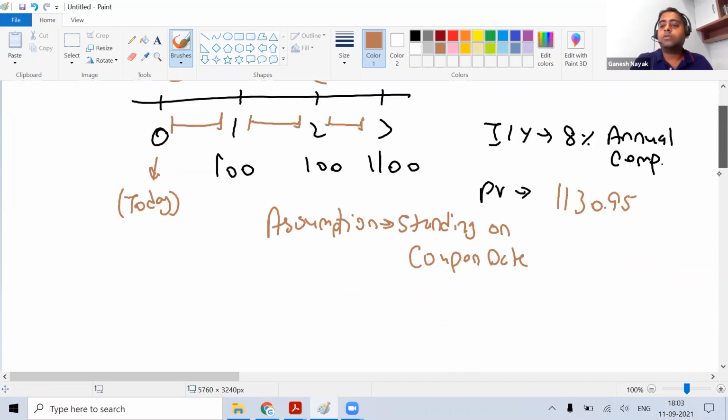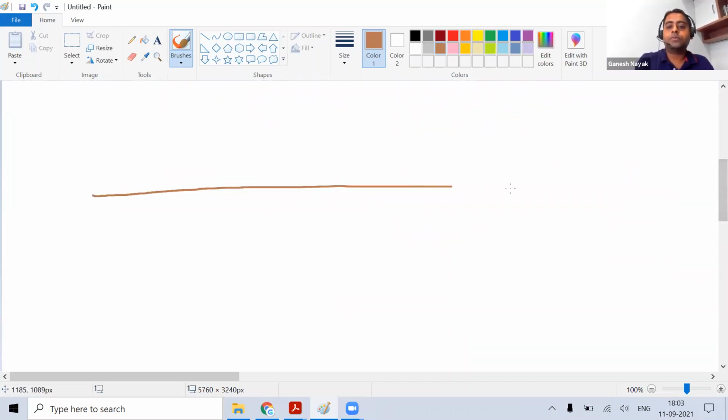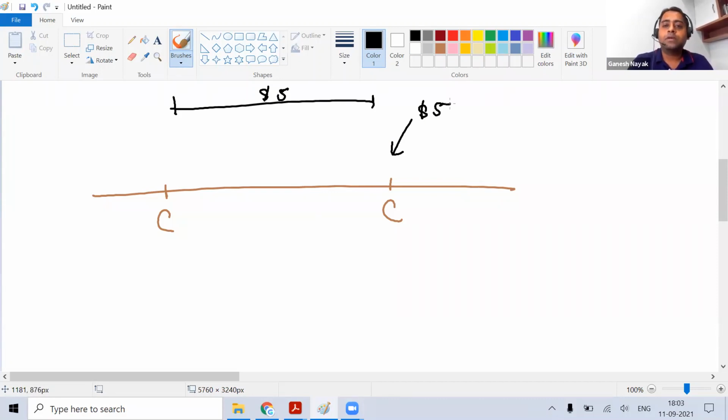Okay, now think about this situation. Suppose this is a coupon paying date and this is a coupon paying date. The entire coupon of this time is $5. That means over here you are going to get $5. But what is happening over here is that you are standing today in between the coupon paying dates. In the previous example, we had assumed that we are standing on the coupon paying date, but over here we are standing in between. And now today you want to sell the bond.